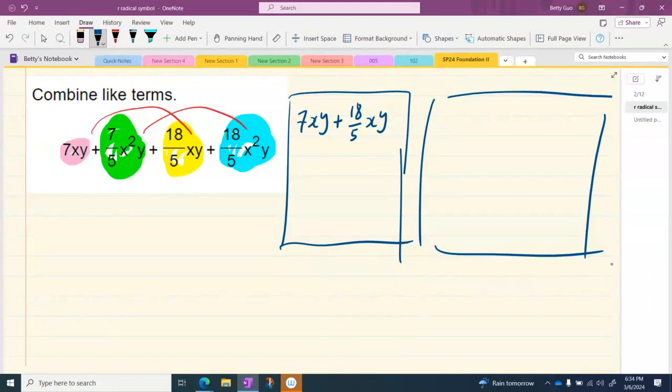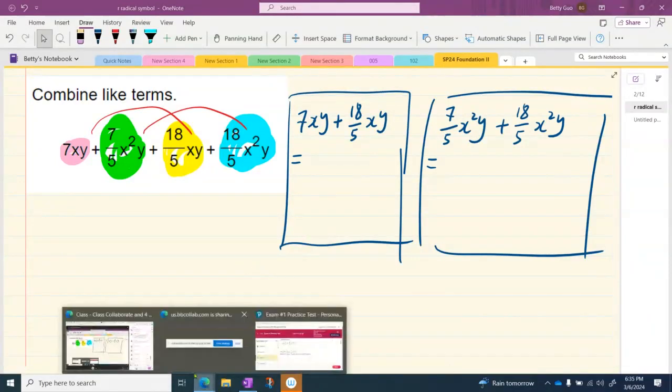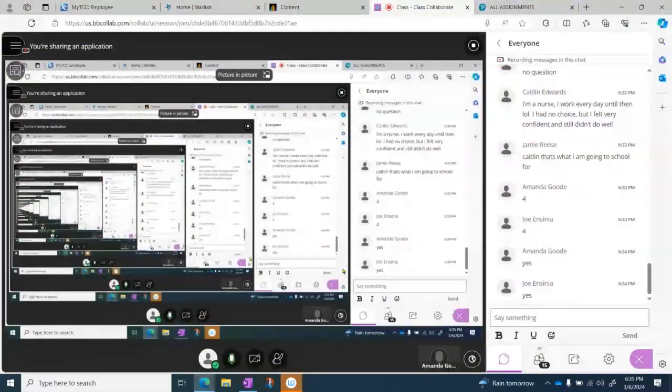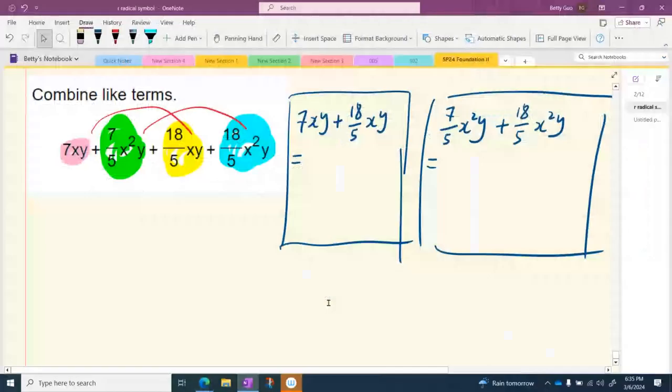And then also, do you agree? The green and the blue, they are like terms. So we are able to combine 7/5 x squared y with 18/5 x squared y. Pink and yellow are like terms. Green and blue are like terms. Very good. So now we're going to combine pink and yellow in the first box, combine green and blue in the second box, and then put them back, right?